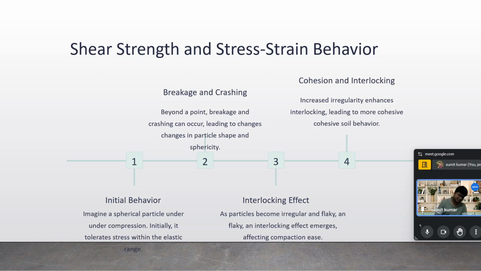You must have understood this for mild steel. You have seen the mild steel stress-strain graph. Similarly, the stress is applied, it will go up to a certain limit, and after that it will fail. So at the breakage and crushing, beyond a point, breakage and crushing can occur, leading to changes in the particle shape and sphericity. And why does particle shape get changed? Because when the crushing takes place over this spherical particle, it gets crushed.